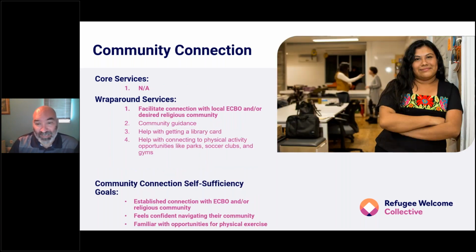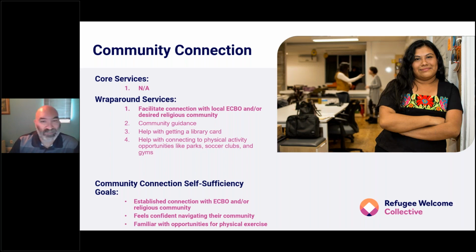And this is community connection, another really important part of integration. There are some wraparound services related to facilitating a connection with local ethnic community-based organizations and or desired religious community.